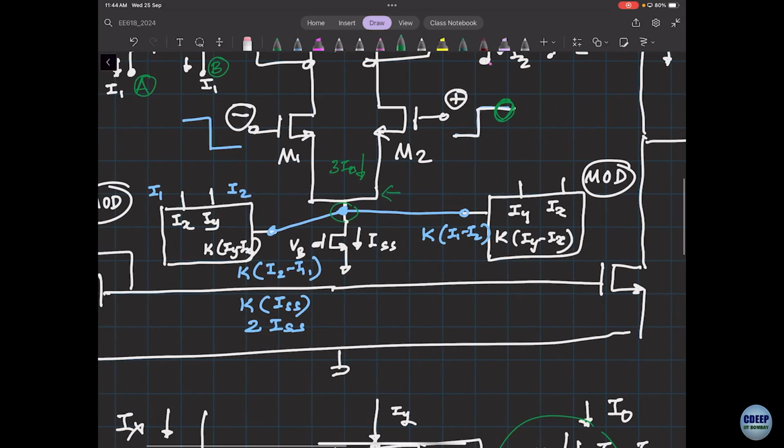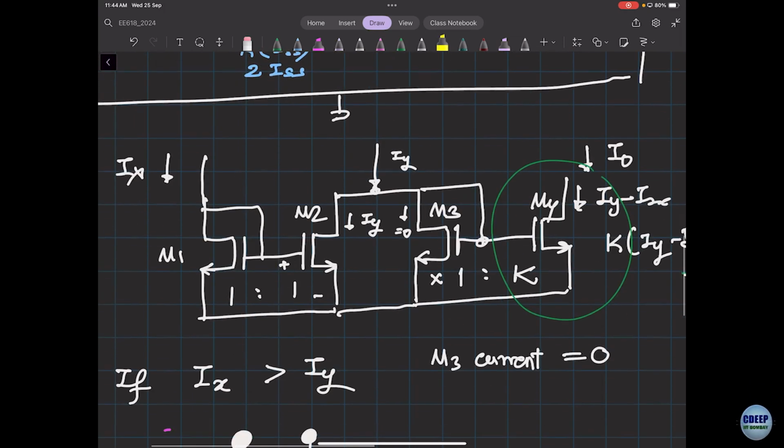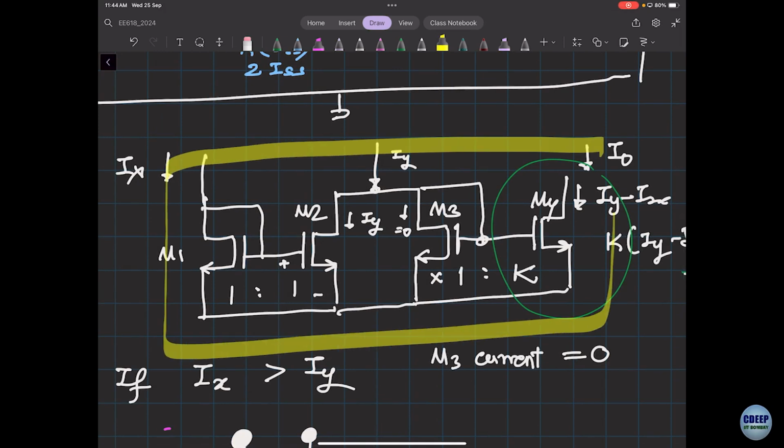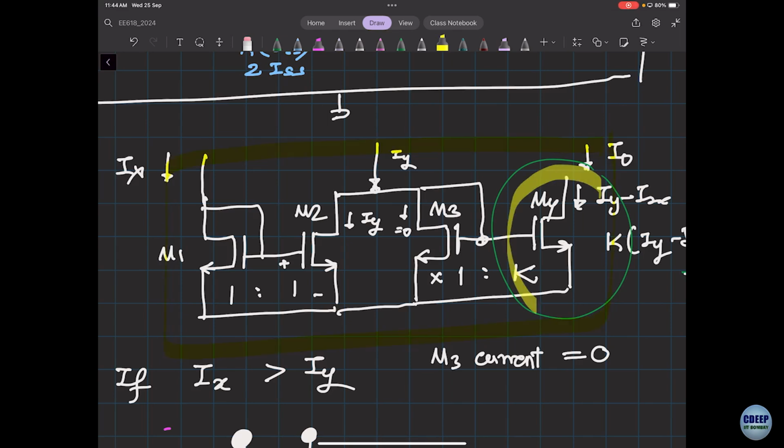I think maybe I understand the confusion you are having. This transistor will always be connected to VB and it will continue happily carrying ISS. This particular box will have this particular circuit. Agree? I think now you get it. I can see your face. And it will have this particular transistor. That transistor is going to allow you to do k times I2 minus I1 or I1 minus I2. This is something we call adaptive biasing, which is on demand. On demand, you provide the current whenever you need it.